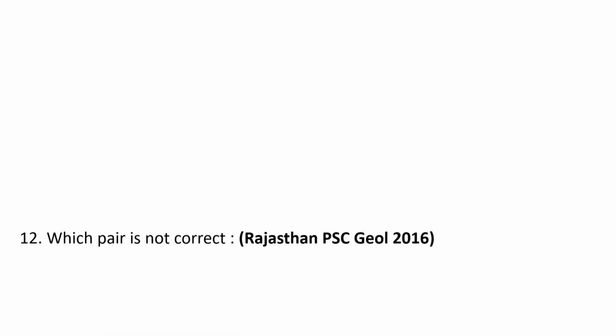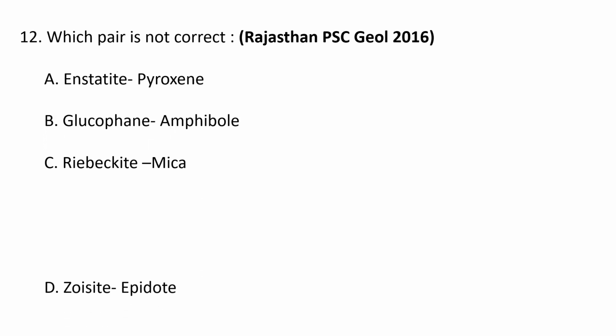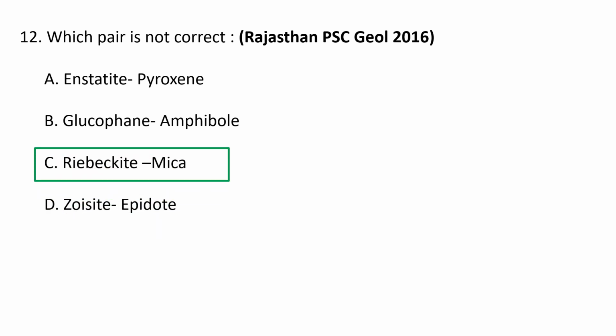Next question. Which pair is not correct? A, enstatite, pyroxene; B, glaucophane, amphibole; C, riebeckite, mica; and D, zoisite, epidote. The pair which is not correct is riebeckite, mica. Enstatite is a pyroxene, glaucophane is an amphibole, and zoisite is an epidote. Riebeckite is not mica. Riebeckite is a sodium rich member of the amphibole group of silicate minerals. So C is the correct option.